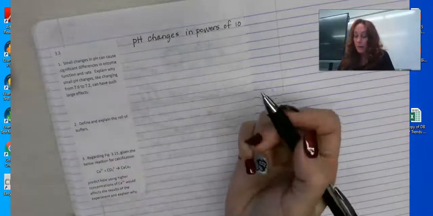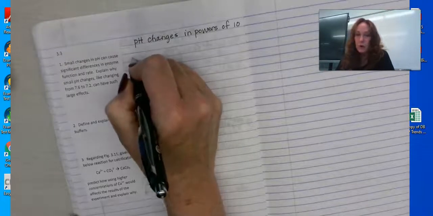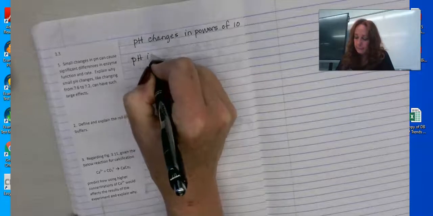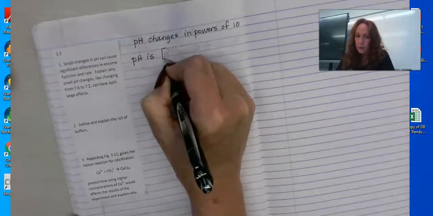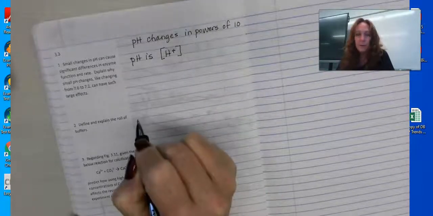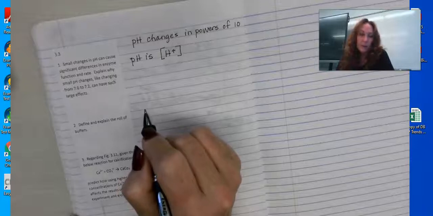So let's talk about what pH is. pH is the hydrogen ion concentration in a solution. So this is concentration. So it's a measure of the hydrogen ion concentration. And we can do math around these problems.